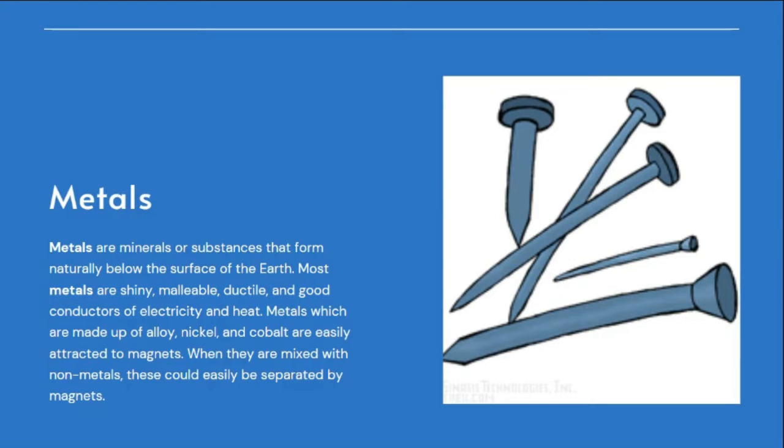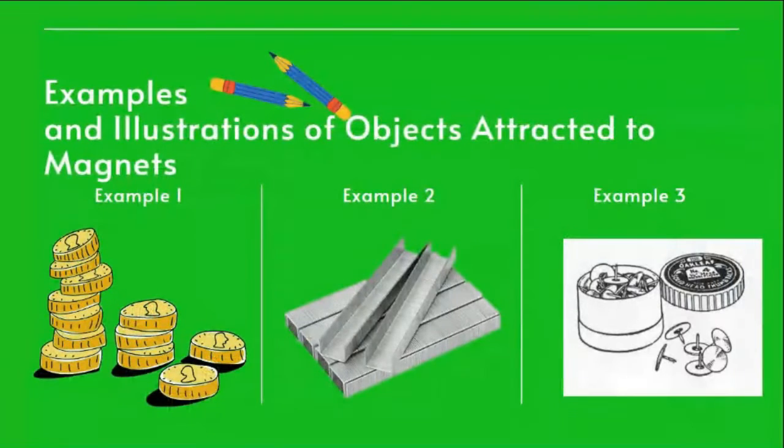Kaya kung may tinidor kayo o kutsara kayo, huwag nyong isasaksak sa saksakan. Kasi, yung mga tinidor at mga spoons ay made up of metals and makukuryente kayo pag sinaksak nyo siya sa saksakan. So, metals which are made up of alloy, nickel, cobalt, and iron are easily attracted to metals. When they are mixed with non-metals are plastics, textiles, ganon. This could easily be separated by magnets.